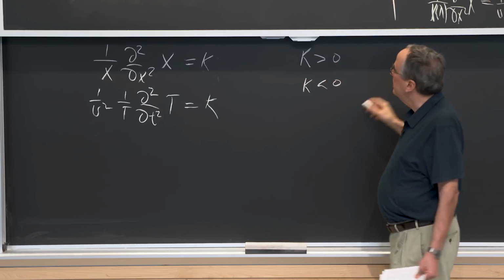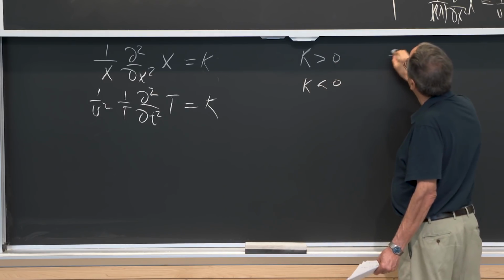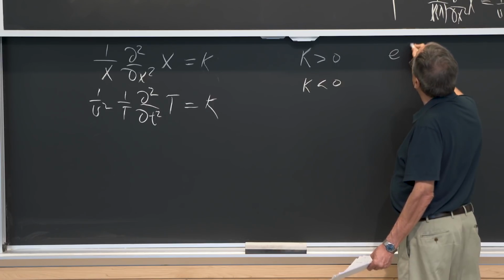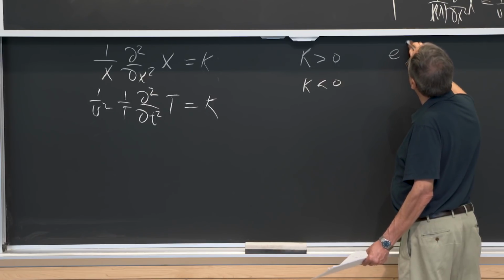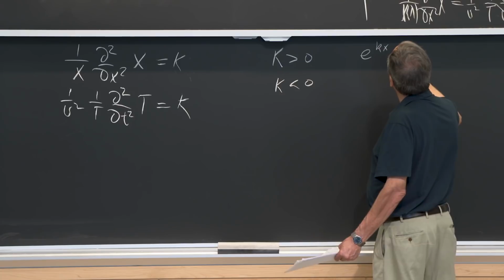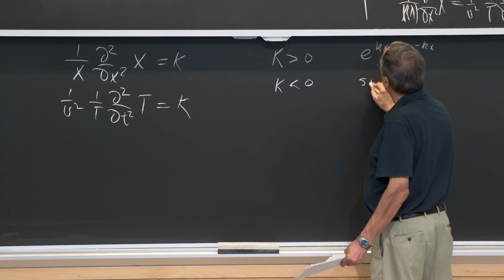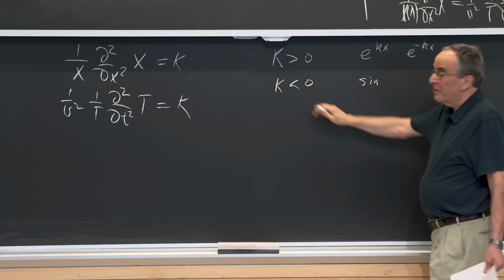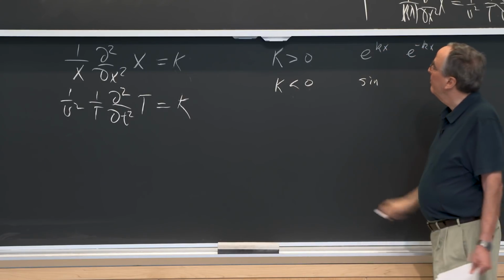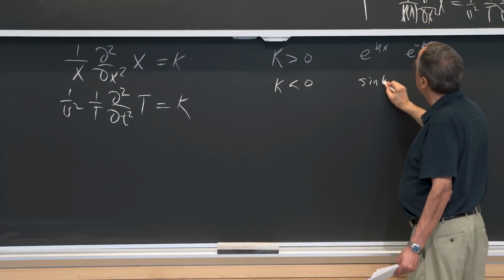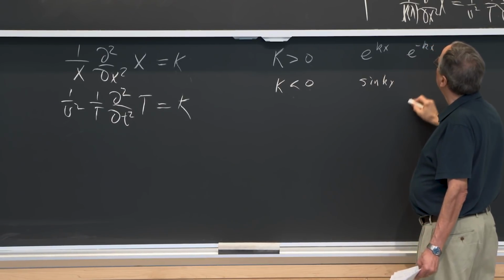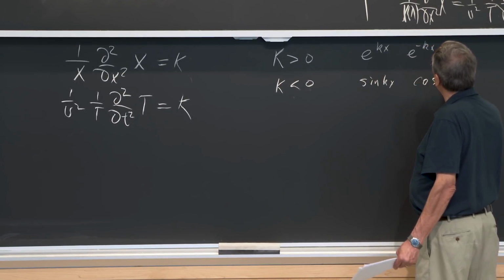But exponentials, so we can have e to the some constant x, or e to the minus some constant x. Or here, for the negative value of k, we can have sine of some constant x and cosine of some constant x. We know that.